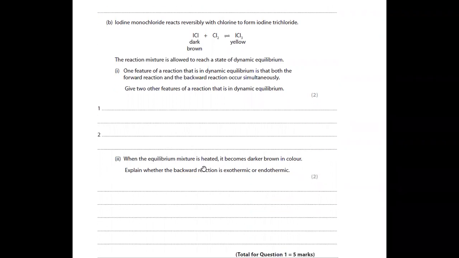When the equilibrium mixture is heated, it becomes dark brown in color. Explain whether the backward reaction is exothermic or endothermic. It's endothermic. Good job. And how will you explain it? What is the reasoning you're going to give?